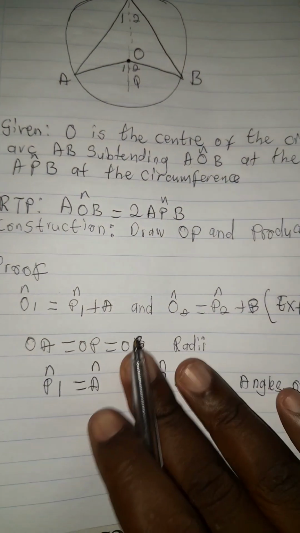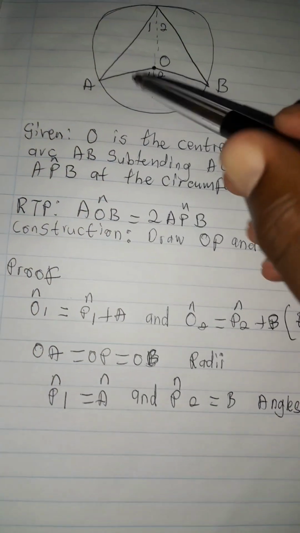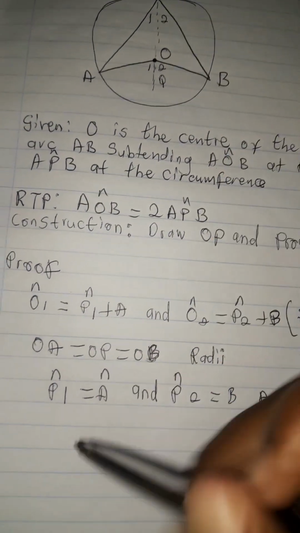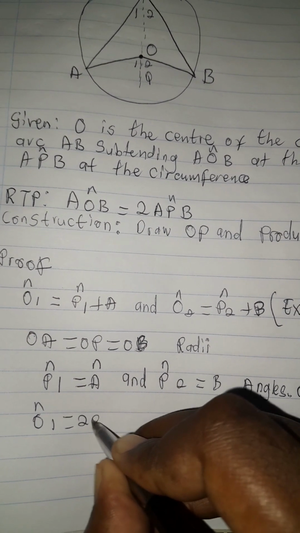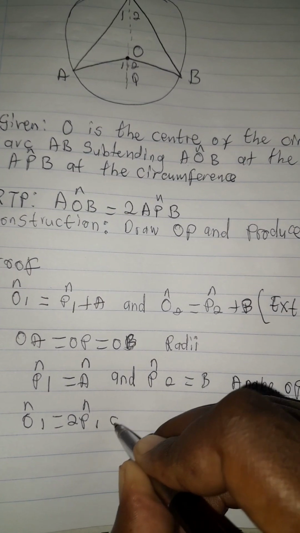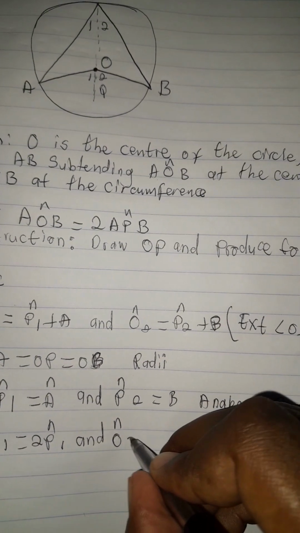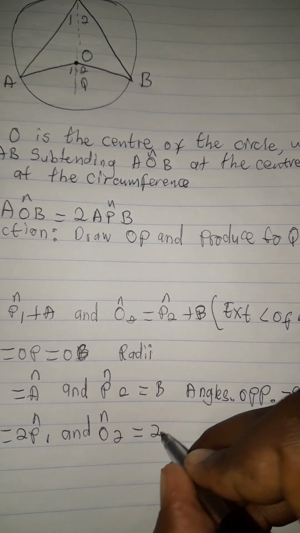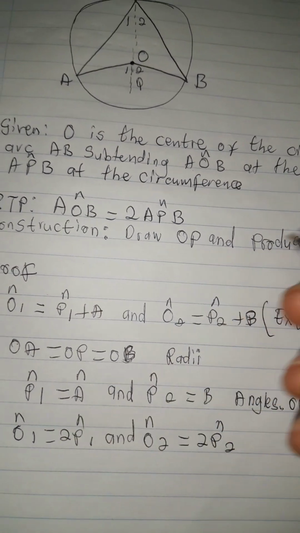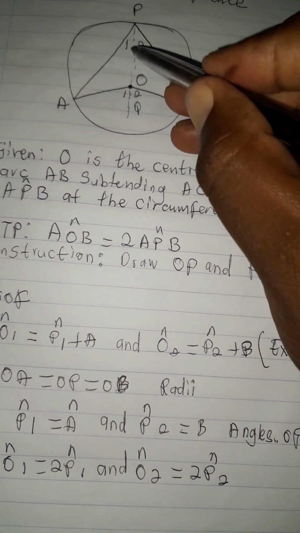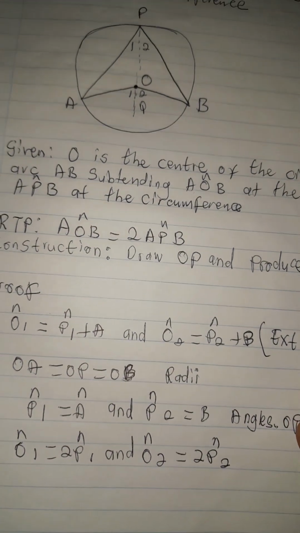So we go to the last part. Before we go to the last part, we are not done. We can see that angle O1 is twice angle P1. Now we can write this: angle O1 is twice angle P1. Similarly, angle O2 is twice angle P2, right? So from here, angle O1 is twice angle P1, and angle O2 is twice angle P2. So we are not done, guys.